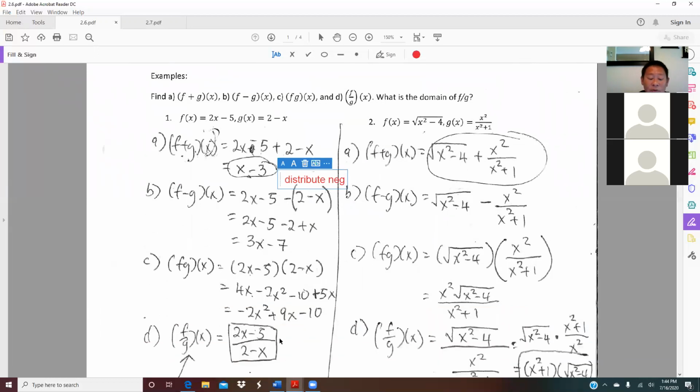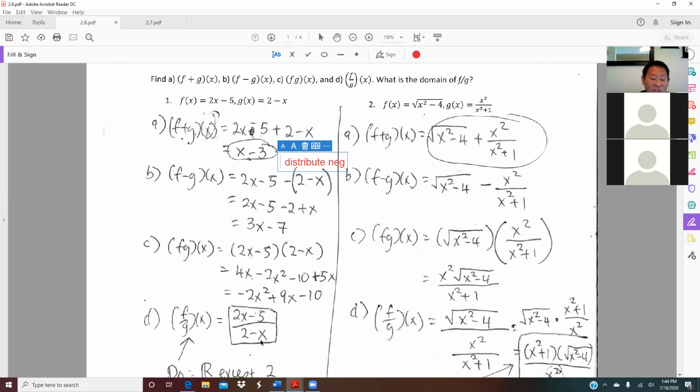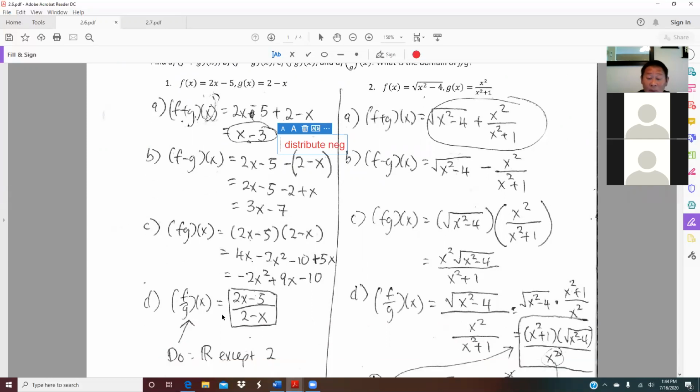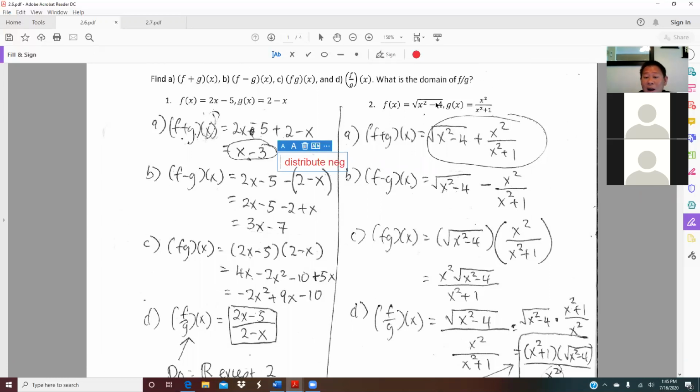Like D, when you factor this and divide, these two are not factorable. So please do not cancel the 2 and the x here, because then you get -5, and you get it wrong. So leave it like this. And the question is asking for the domain for this. So the domain for this is all real numbers except 2, because when you put 2 here, you'll make it 0.